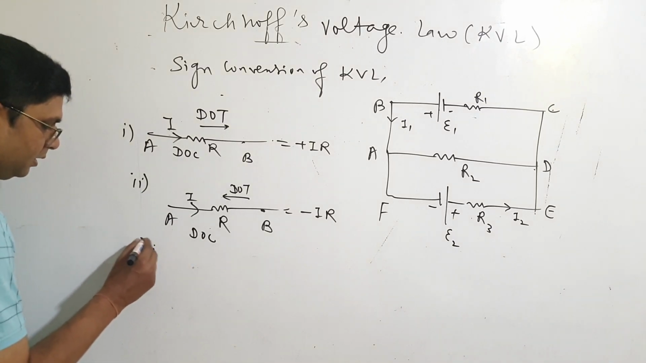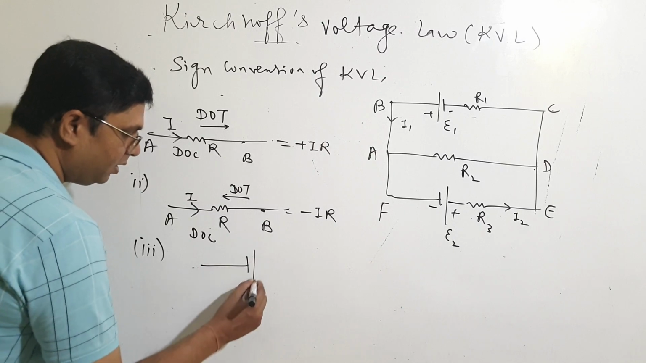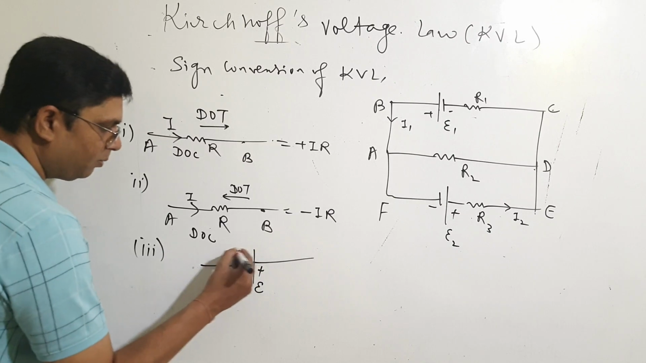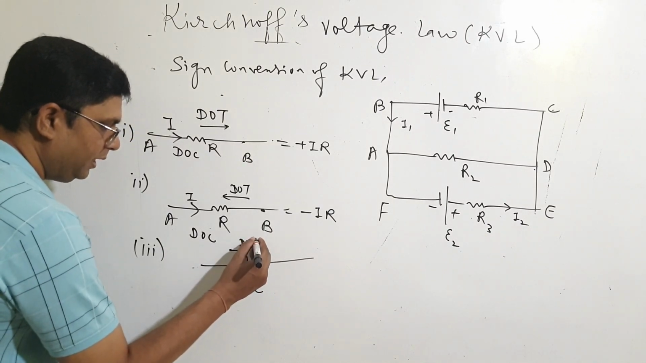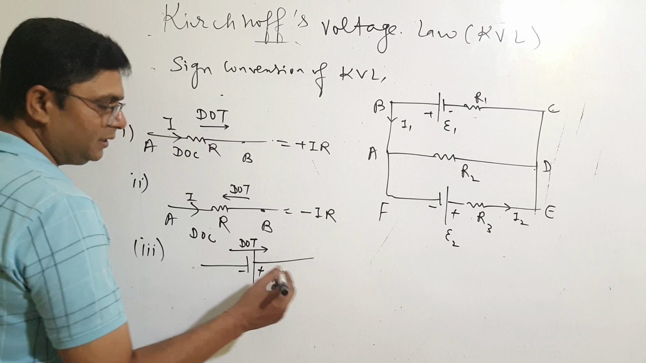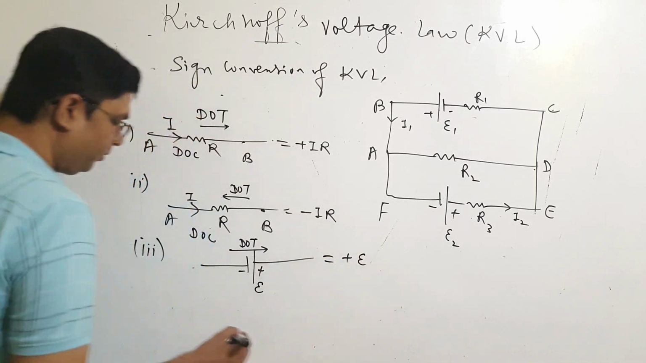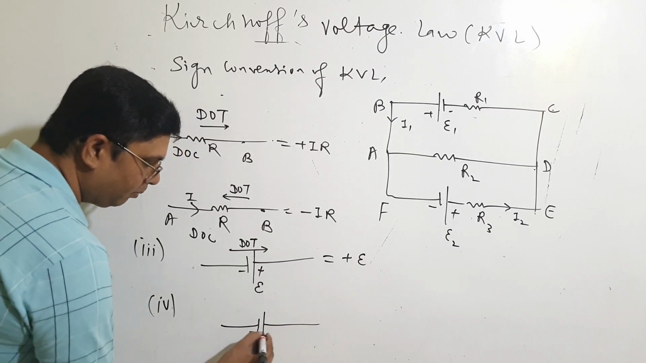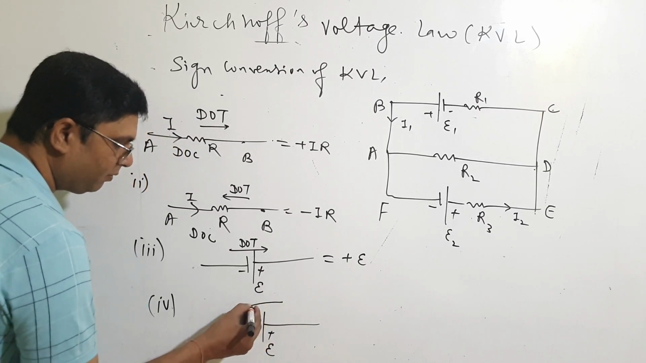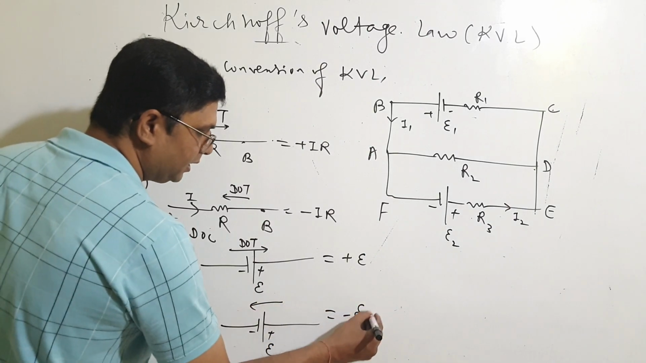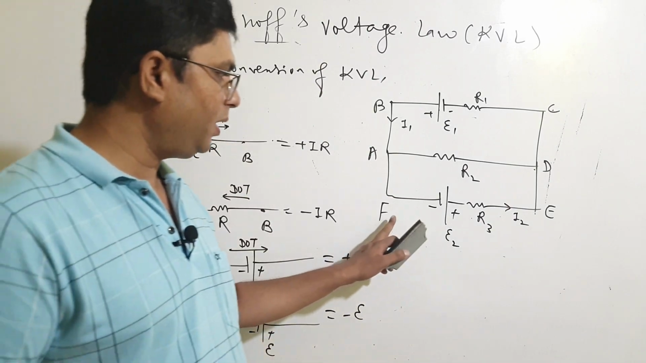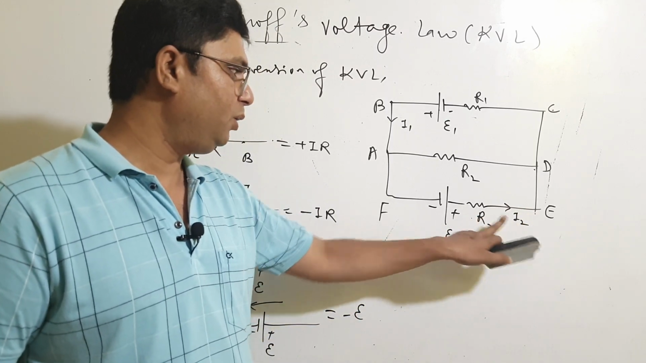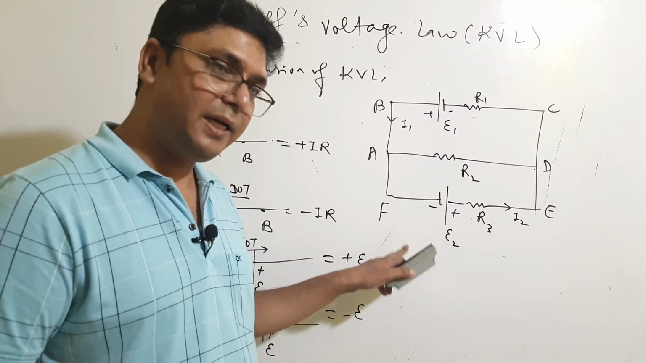Rule number three. Here we have a battery source, minus plus EMF. Suppose you are moving in this direction, DOT, direction of traversal, from minus to plus, then you take plus EMF. Rule number four. Here we have an EMF source, minus to plus. If you are moving from plus to minus, then you take minus EMF. This means that if you are going from F to E, then EMF is taken as positive. If you are coming from E to F, then EMF is taken as negative.